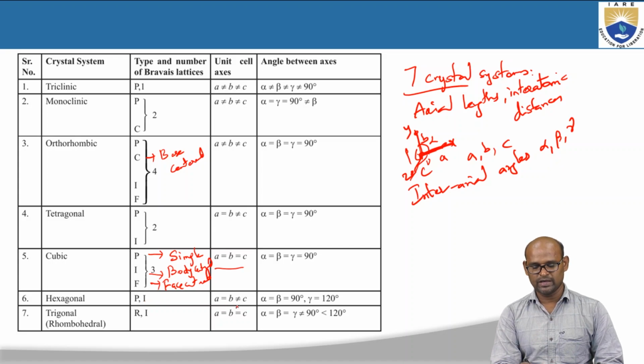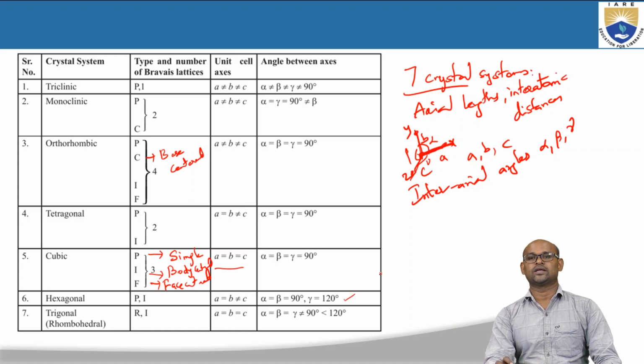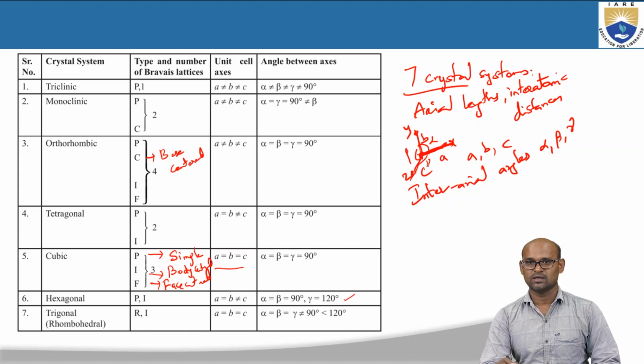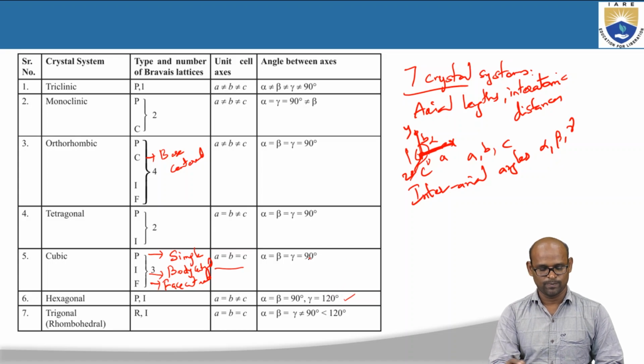Yeah, and the relation between axial lengths is A is equal to B but not equal to C. Alpha is equal to beta is equal to 90 degrees, but gamma is 120 degrees. So this is different. So here the angle between two of the axes is 120 degrees. So this is hexagonal crystal system.